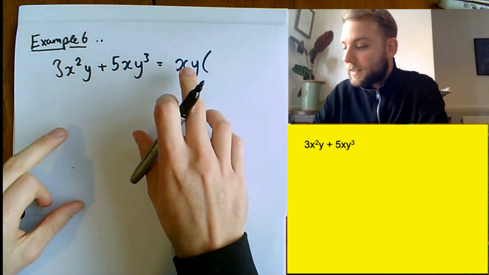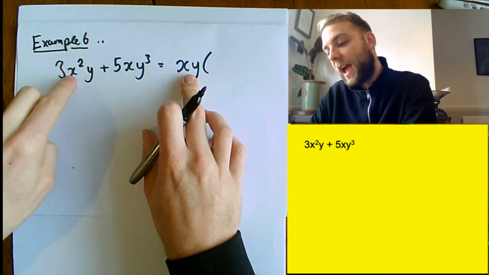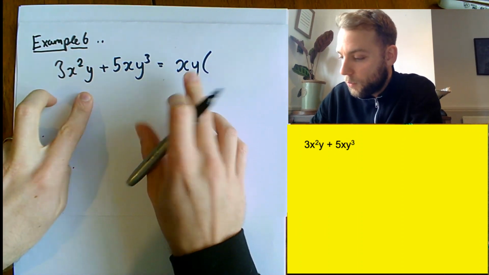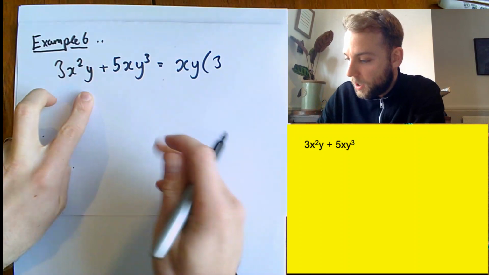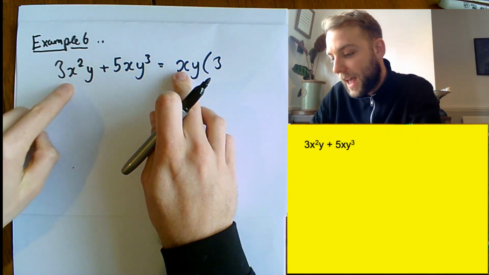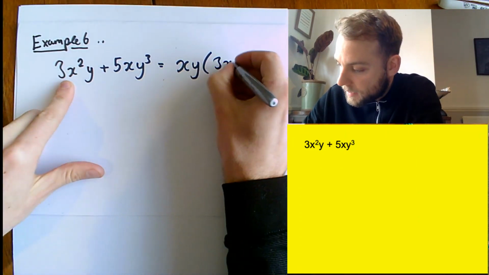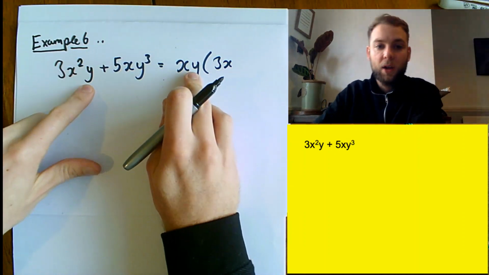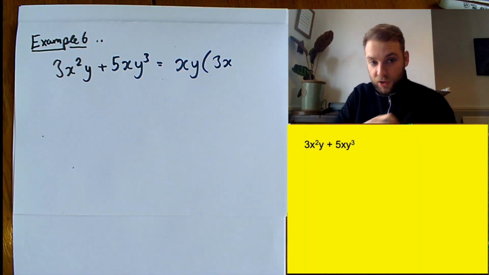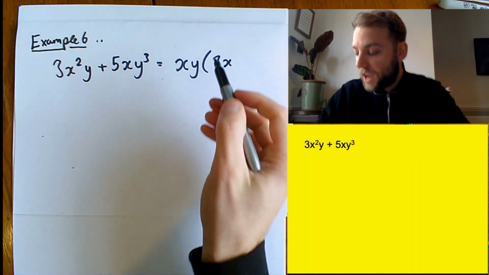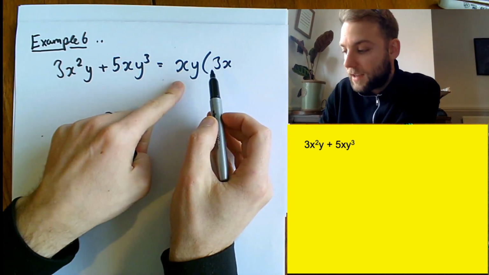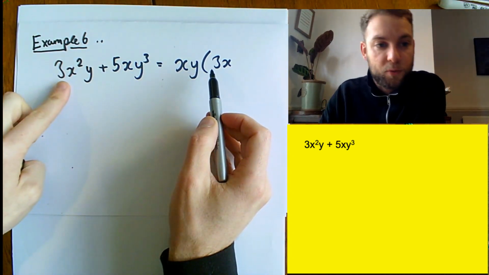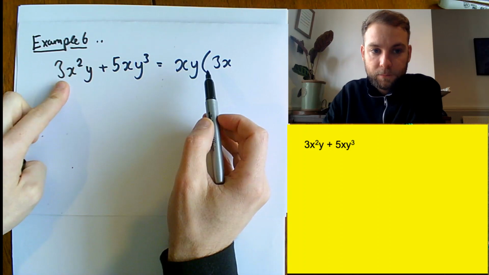So what do I need to times by xy to get 3x squared y? Well, I know it's definitely going to be the 3. What do I need to times by x to get x squared? It's just going to be x. What do I need to times by y to get y? Well, that would just be 1. So I just need 3x there. Now you can check that if you want. 3x times xy is equal to 3x squared y.